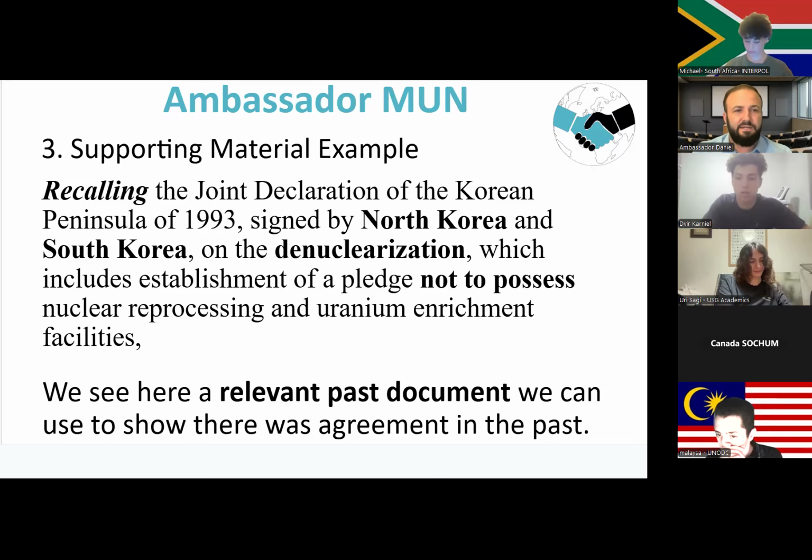So, as Israel Interpol read so beautifully, we're recalling a joint declaration in 1993 signed by North and South Korea on denuclearization, which establishes a pledge not to possess nuclear processing and enrichment facilities, showing, hey, there was a deal in the past. That means we can make a deal in the future. It's not impossible. It has been done before.